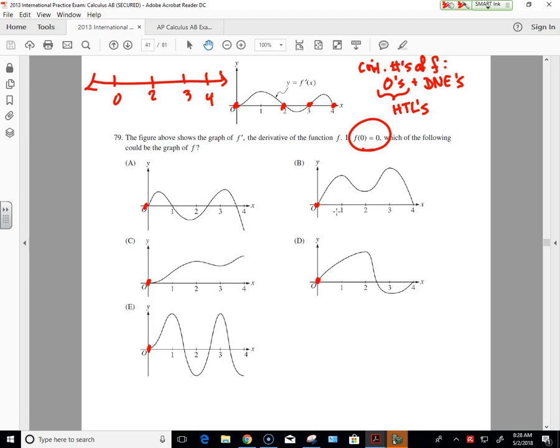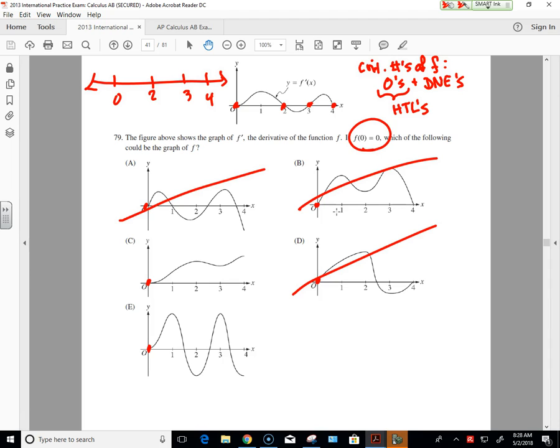Why am I crossing off A? I don't see a flat point at 4. Why am I crossing off B? I don't see a flat point at 4. I see it sloped up. I don't see a flat. I'm crossing off B too. It needs to have gone flat in order for this to be a 0.